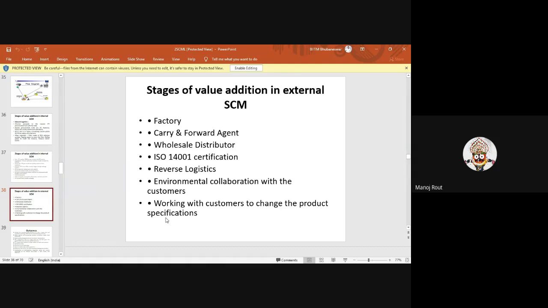The next part is ISO 14,000 certification. This is known as the environmental management system, which is implemented by ITC to enhance the quality of product and to enhance the manufacturing environment, to add some value to their particular product. And the most important part here is reverse logistics.